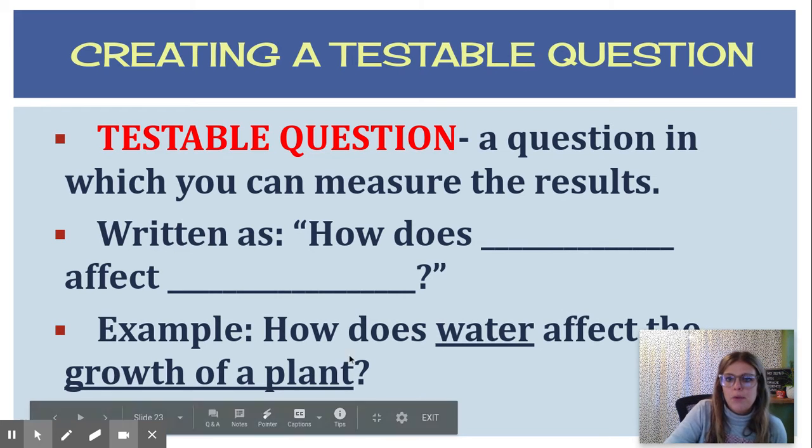So here's an example. How does water affect the growth of a plant? Water is what we're going to be changing. The scientist is going to change. And the growth of the plant is what the scientist is going to measure.